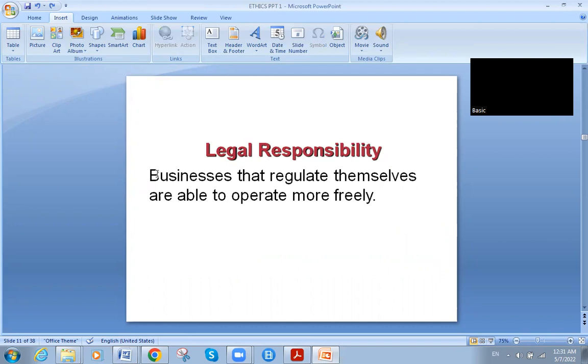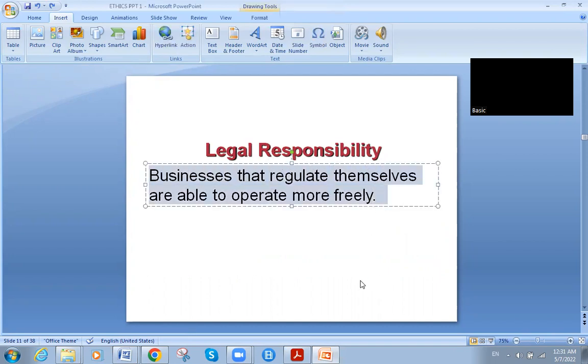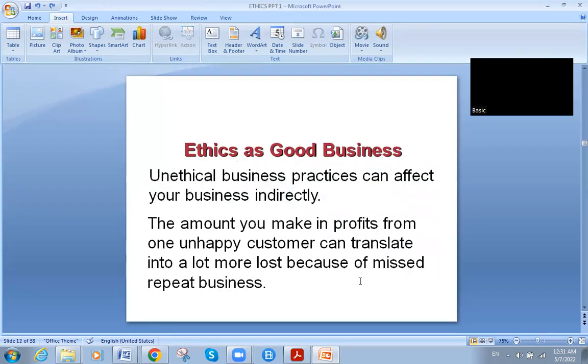Legal responsibilities. Businesses that regulate themselves are able to operate more freely. That's true. Whenever regulations and ethics are in place, it makes life easier. So good ethics means a good business. And this is another point: good ethics means directly that this is a good business.